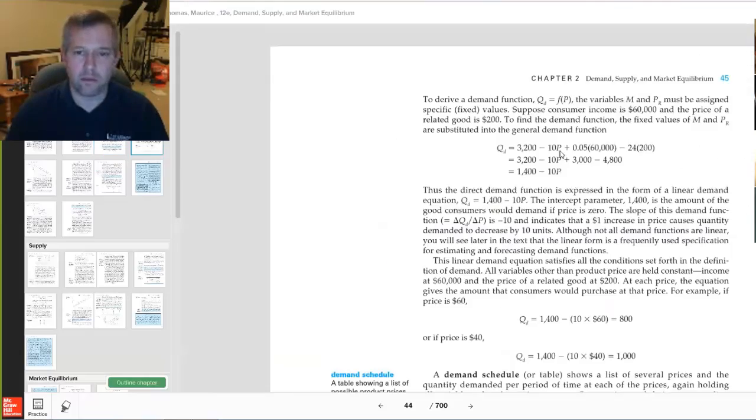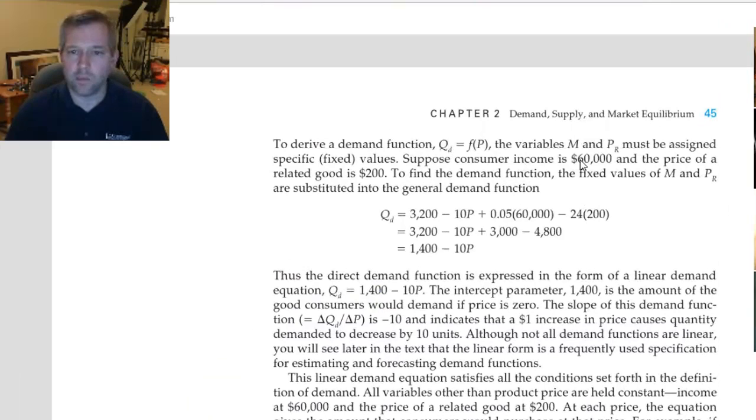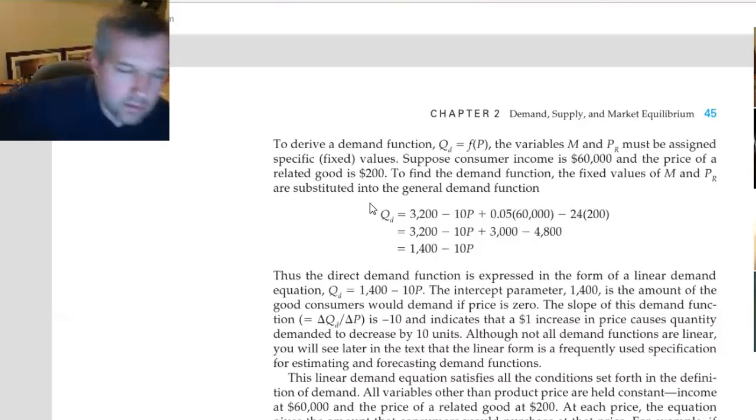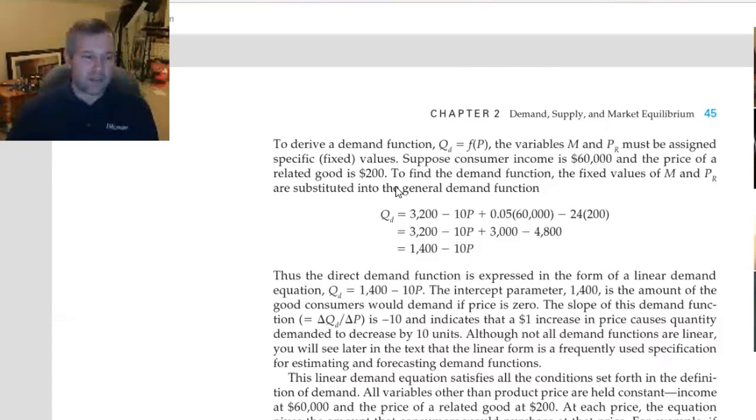From that, they say, let's assume that income is 60,000 and the price of a related good is $200, because we want to be able to solve these things for equilibriums, and we need to have two equations with only two variables. Right now, you've got this demand equation that's got a P, an M, and a PR in it. But if we plug in these values of income and the related good, we can reduce this equation down from this long thing into just quantity demanded equals 1,400 minus 10p.